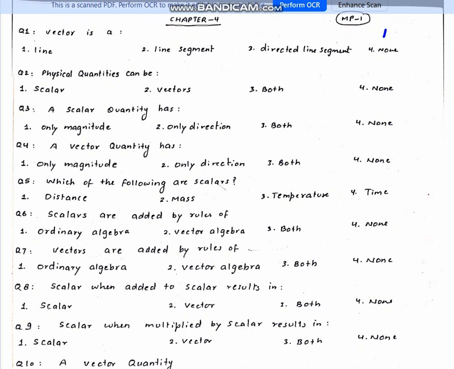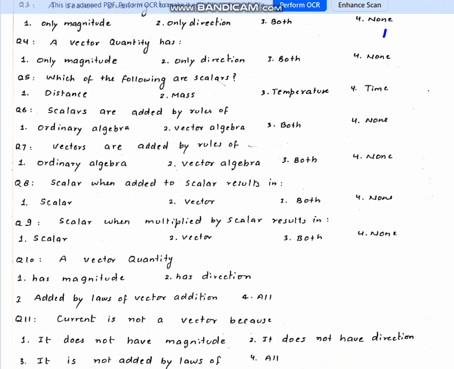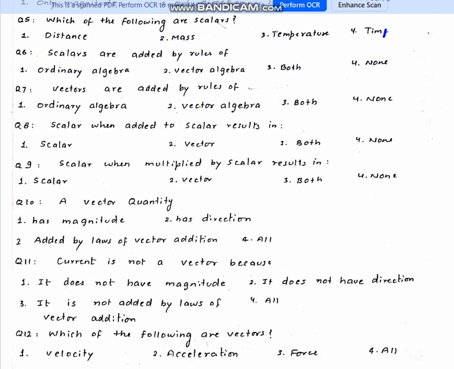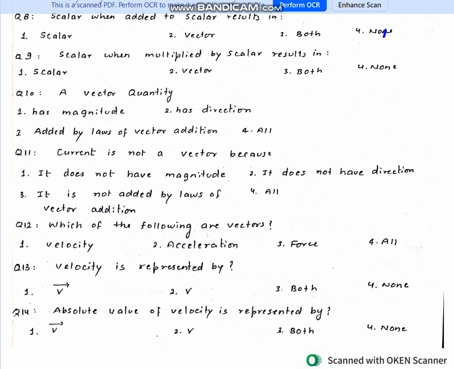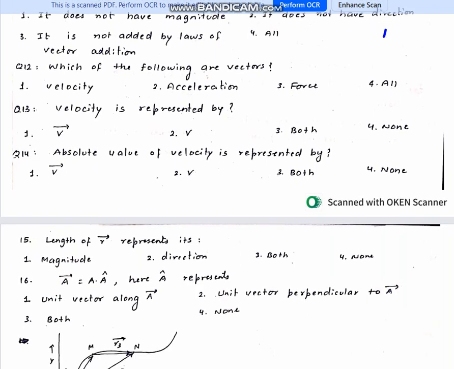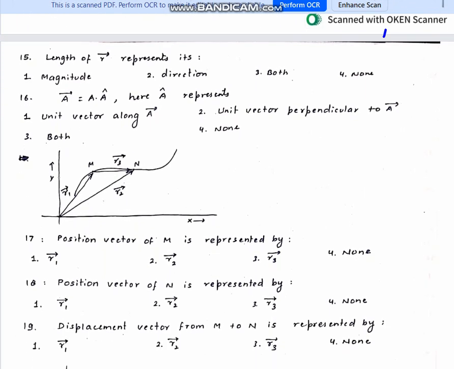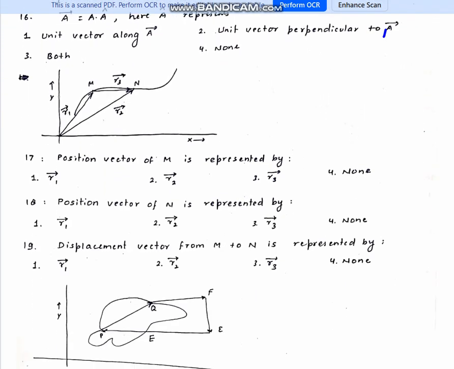We'll discuss NCERT questions line to line, and today the chapter is chapter number 4, which is motion in a plane. So let's start with the questions. The questions are about vectors, then about physical quantities, scalar quantity, vector quantity, examples of them, rules of vector addition. Then we have current, then we have examples of vectors, then representation of vector, then absolute value, length, unit vector, displacement vector, position vector.